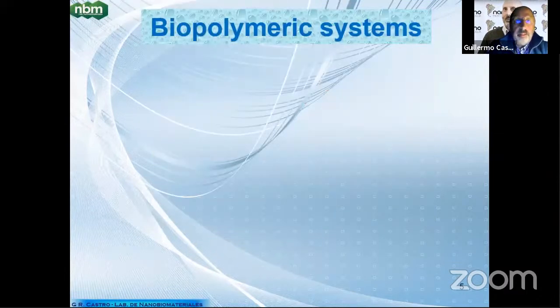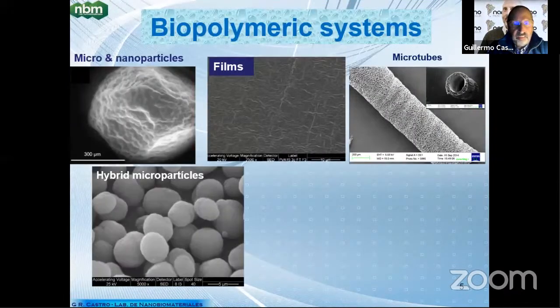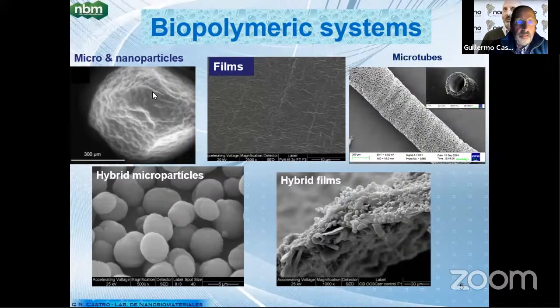So with this polymer system, we can create different kinds of things: micro and nanoparticles, films, microtubes, hybrid nanoparticles and hybrid films. Why do we need to create this? Because nature, or bugs, are producing these biopolymers for different uses. In our case, we need to adapt these biopolymers for our purposes. So we need to produce different kinds of hybrid compounds.